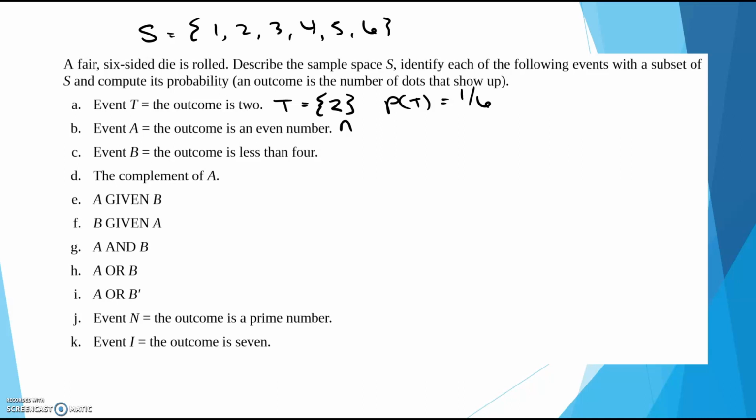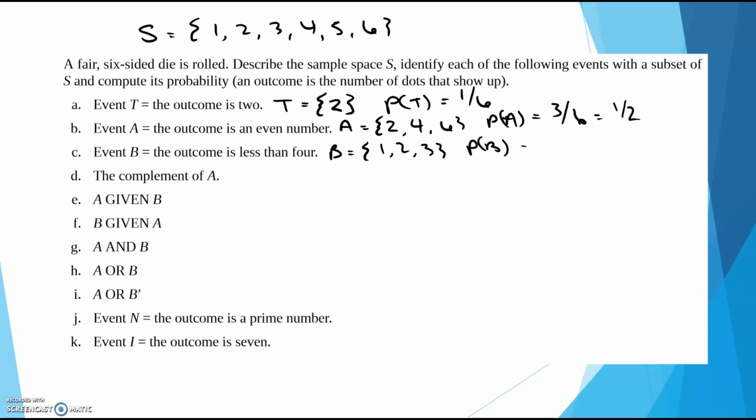Okay, event A, the outcome is an even number, so it could be a 2, a 4, or a 6. The probability of A, I have 3 numbers out of 6 total, or a half. Okay, event B, the outcome is less than 4. Okay, so not 4, but less than 4, so 1, 2, or 3. So probability of B would be 3 numbers out of 6, or a half again.